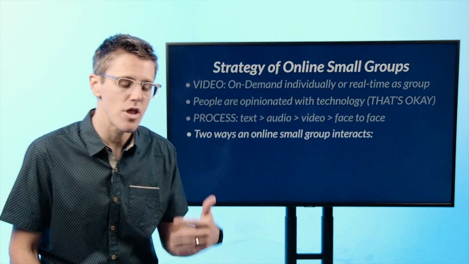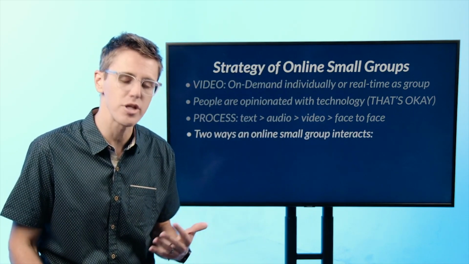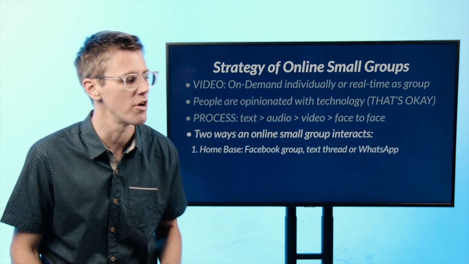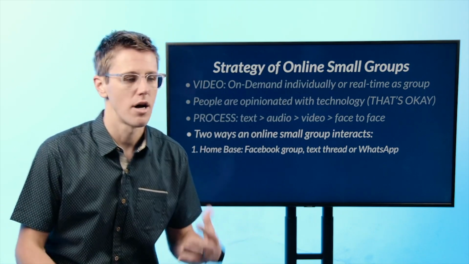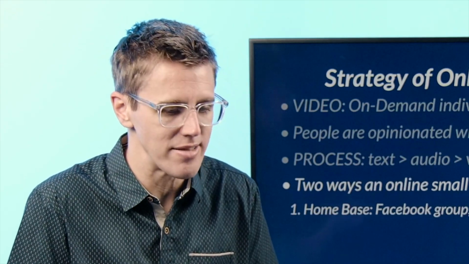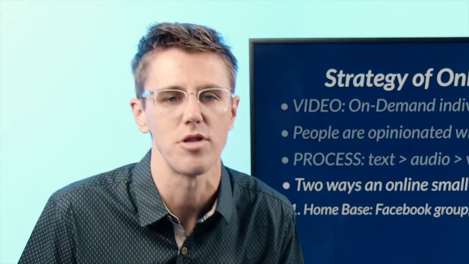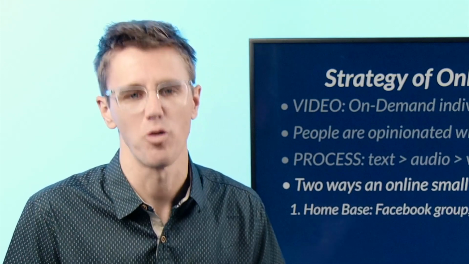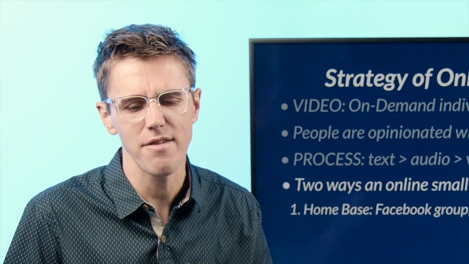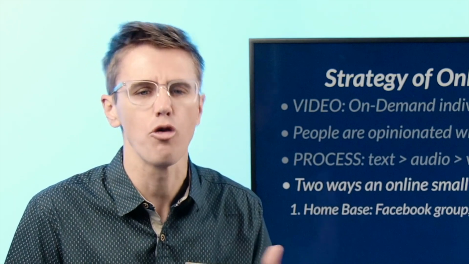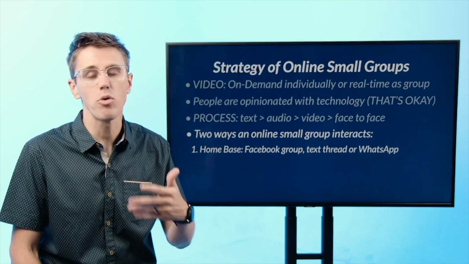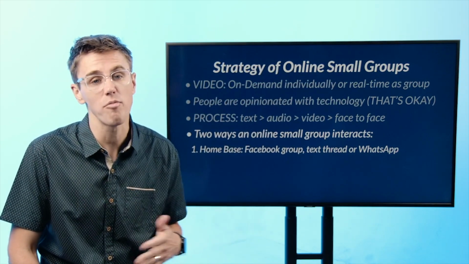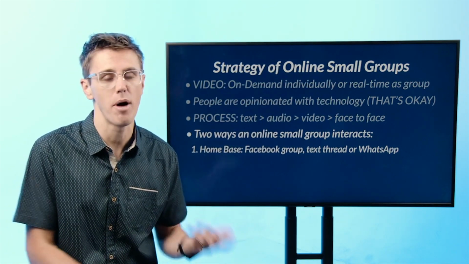And then next, part of the strategy that's really valuable is that you have to understand there are two ways online small groups communicate with each other. First, there's a home base. It's how they interact with each other. For most of our online small groups, it is a Facebook group, meaning the home base is how you talk 24/7 when the group isn't actually meeting. They will have a private Facebook group just for the 3 to 12 members of the online group. And this is how they keep up to date during the week.